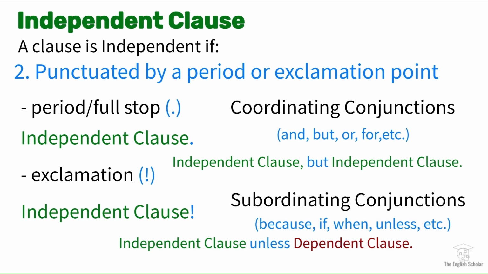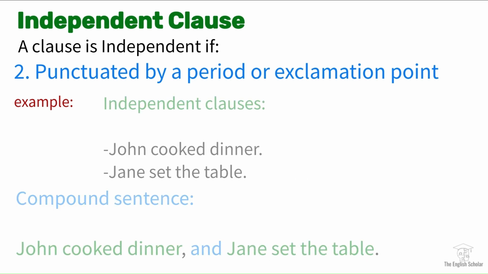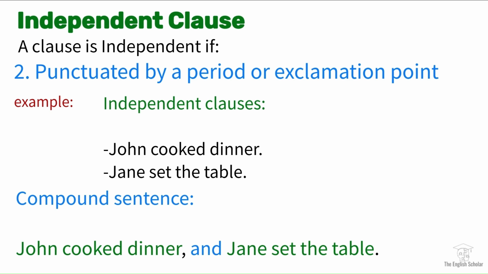However, let us have examples of independent clauses connected to an independent clause or dependent clause for you to see what they look like in such instances. For example, I like to swim and my sister enjoys playing tennis. In the compound sentence example here, the two independent clauses are joined by the coordinating conjunction and.